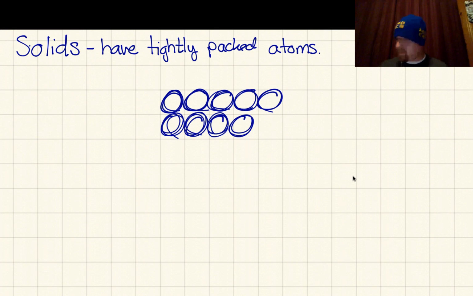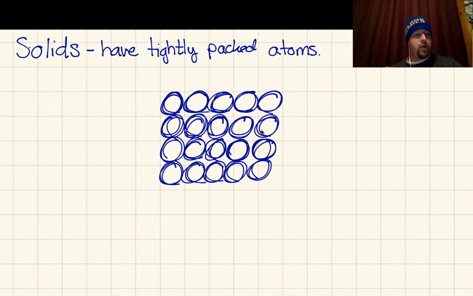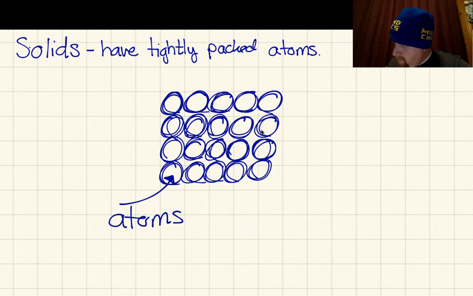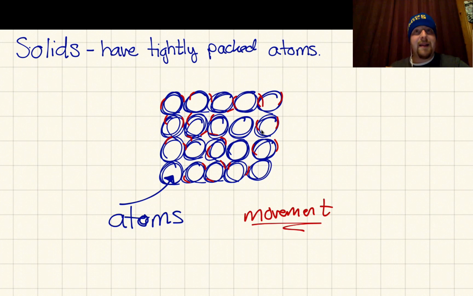So if we take a look at these atoms, so here we are again. We had a little bit of a technical difficulty, but let's get back to it. Solids have tightly packed atoms, and so we see that here in this diagram. Right, so here are the atoms, and they're packed tight together. Now, that does not necessarily mean that they can't move. They're vibrating ever so slightly, but they're still moving. And so these red marks are to represent little bits of movement. They're bumping into each other, and they're kind of shifting back and forth in place. Okay, so there is definitely movement. However, there's not a lot of it.